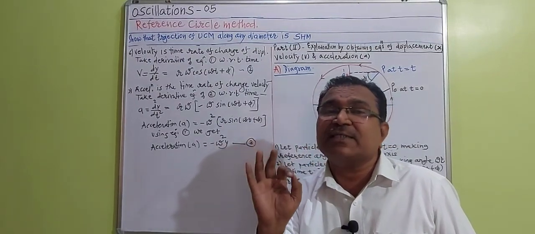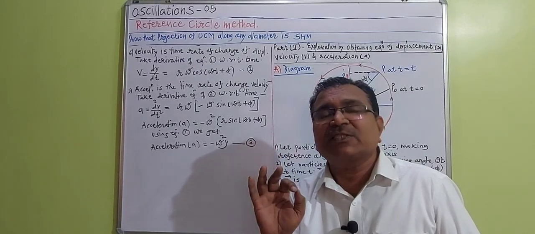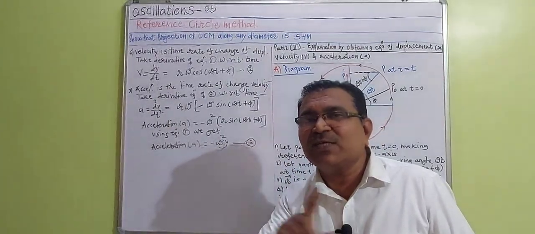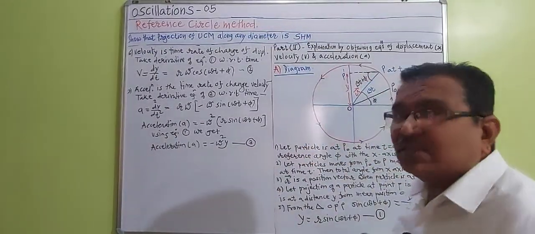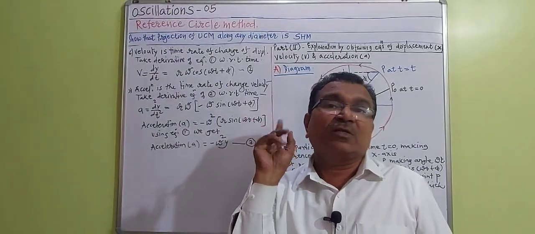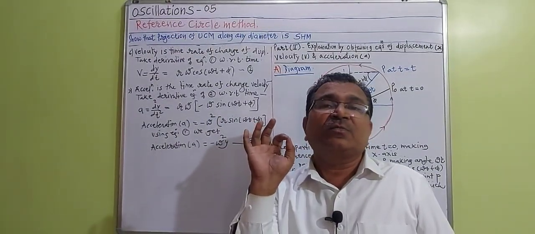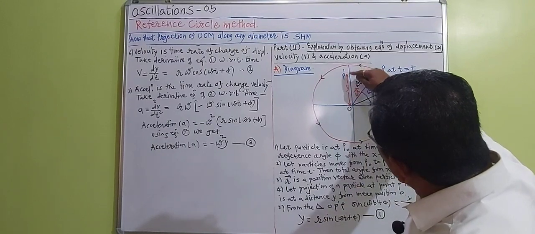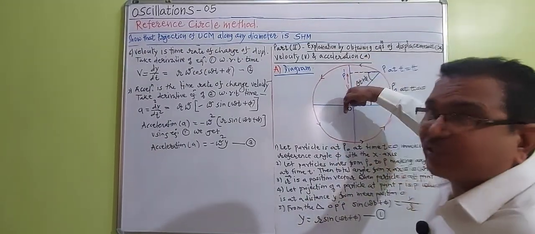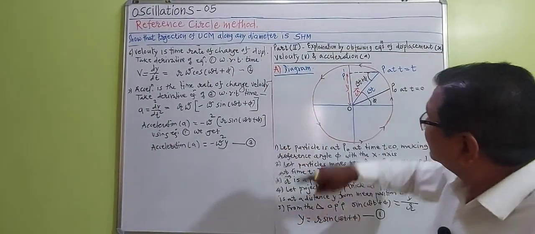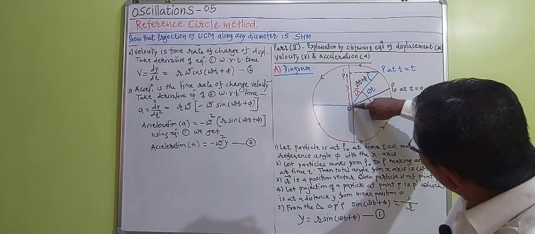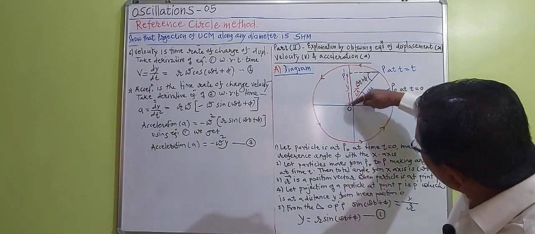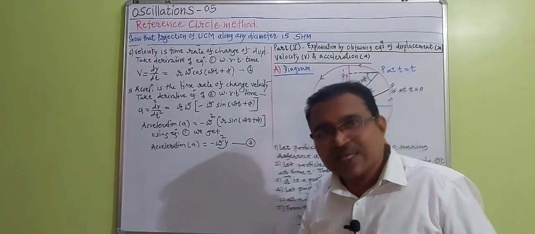While learning the formula of acceleration, we got a is equal to minus omega square x, because the particle was oscillating along x axis. Here the projection of the particle performing UCM is oscillating along y axis. Displacement is measured from the mean position to extreme position, while acceleration is directed from extreme to mean position. That is the meaning of negative sign.